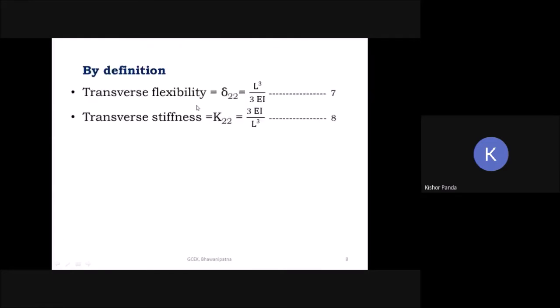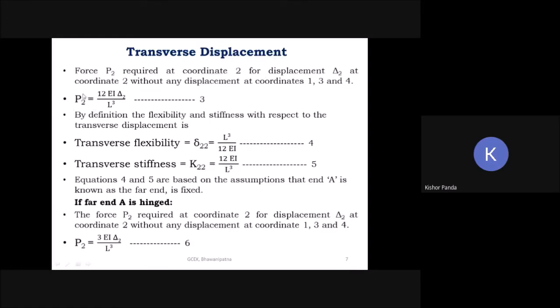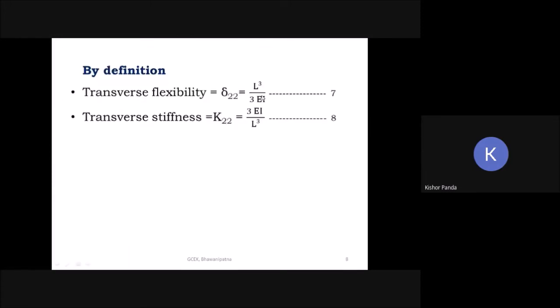By definition, you have to find out the transverse flexibility delta 2 and the transverse stiffness K22. In the case of flexibility, this is the displacement caused by a unit force, so you have to take P2 equal to 1. When you put P2 equal to 1, delta 2 is equal to L cubed by 3 EI.